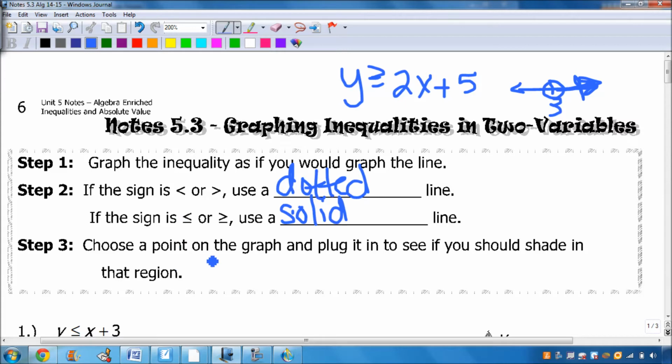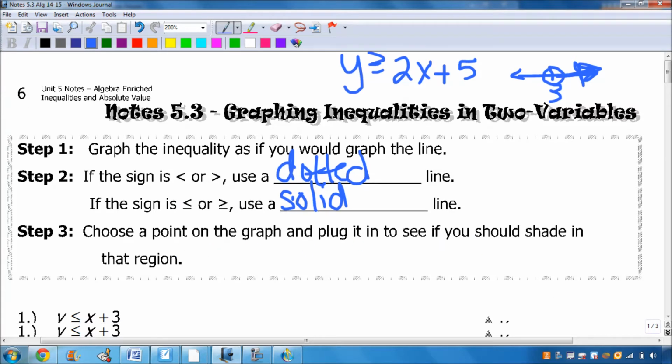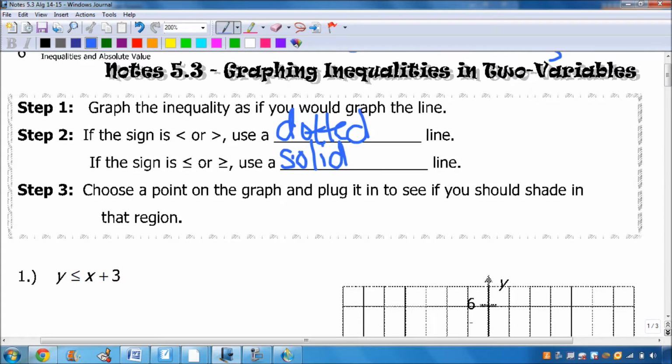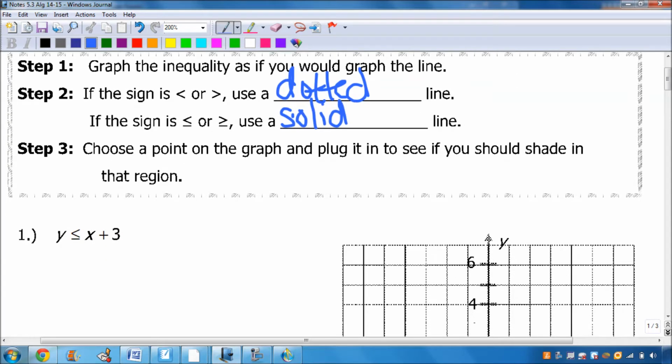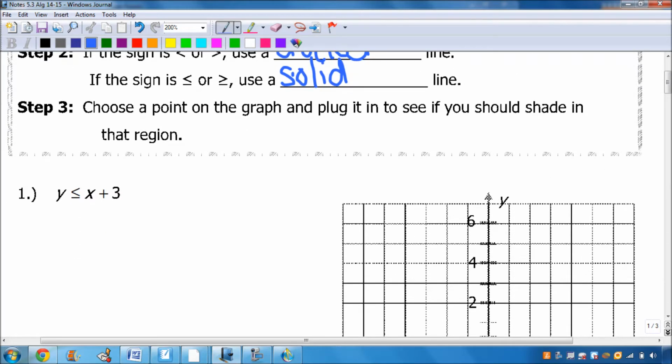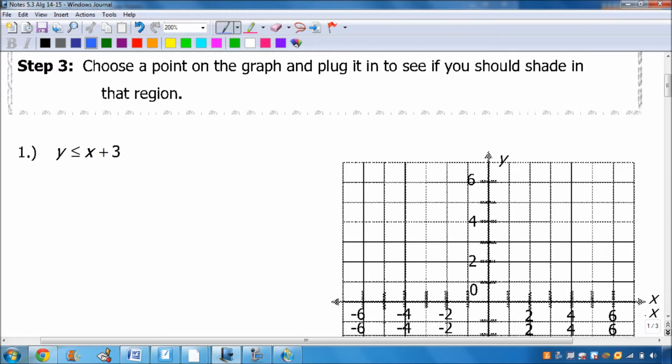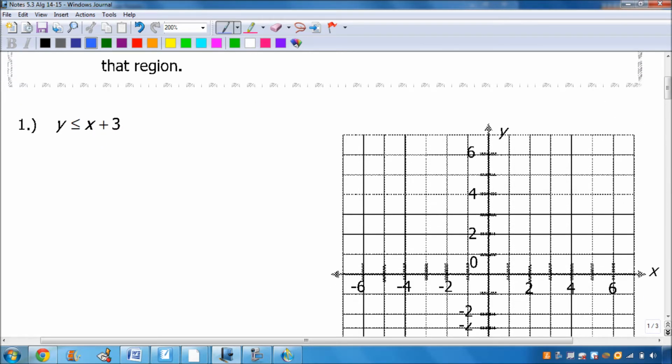And then step 3, choose a point on the graph and plug it in to see if you should shade in that region. So let's go ahead and look at question number 1 together. Y is less than or equal to x plus 3. So the first thing I'm going to do is graph it out like I would graph out any line I normally would graph out. So I'm going to start right at 3, because that's my y-intercept, and the slope is 1 over 1. I'd go up 1 over 1, up 1 over 1, okay? And then use some type of a straight edge and connect your dots, okay?